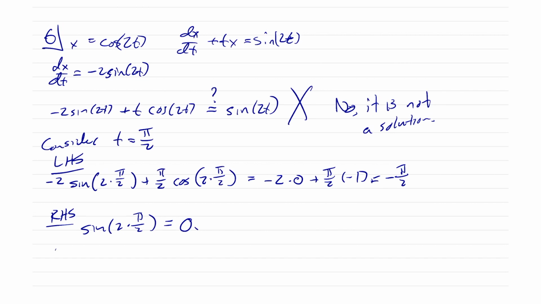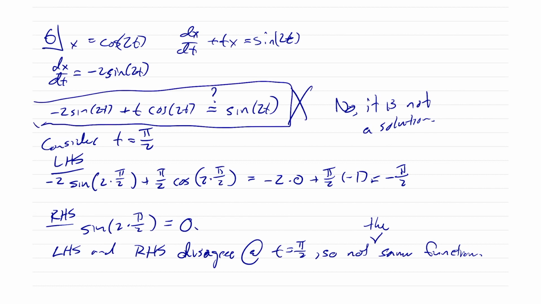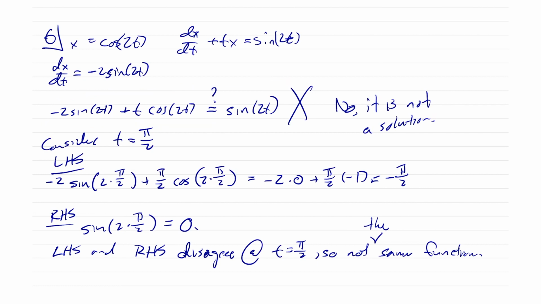So left-hand side and right-hand side disagree at t equals pi over 2, so not the same function. Right, so there you go. So that's an example. If you wanted to just get to this point and declare that they are not the same, that's fine with me. But if it helps you understand it a little bit, this is how you more formally would demonstrate that they're not the same function.